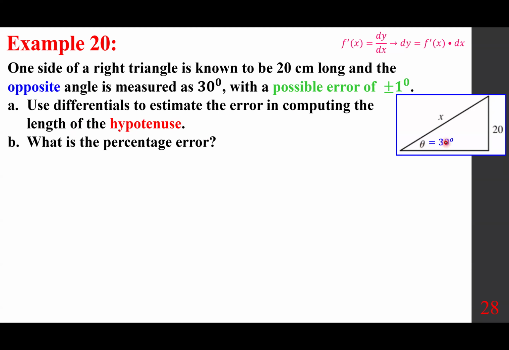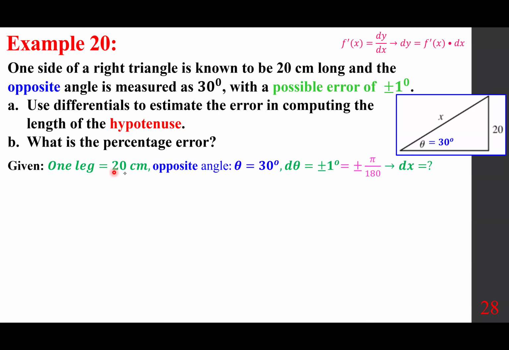So this is 30 degrees. One leg is 20 centimeters. The opposite angle, we're going to call it theta, is 30 degrees, with a possible error of plus minus 1 degree, that makes it d theta, which is more precisely plus minus pi over 180. In calculus, we always use radians, unless otherwise mentioned. And we want to estimate the error for the hypotenuse. That means the dx.